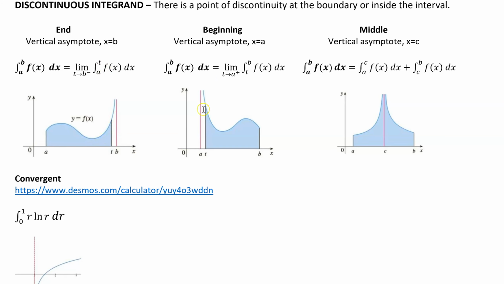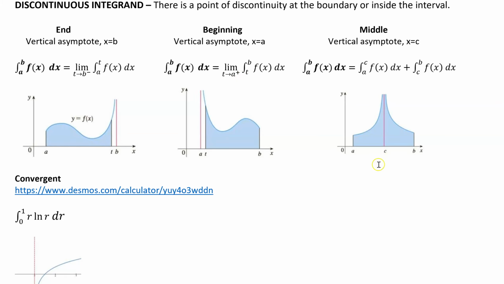Now, if it's at the beginning, then the a is the one with the issue, so we're going to replace it with a t, as t approaches a from the positive side, because we're coming in from the right, from where we would add to it. So coming in from the right, we have to do a plus. Coming in from the left, we have to do b minus.